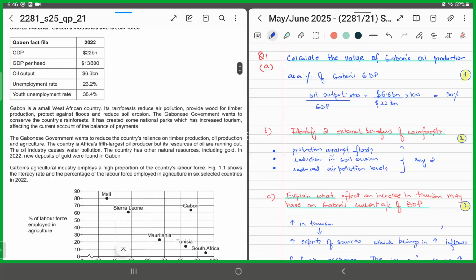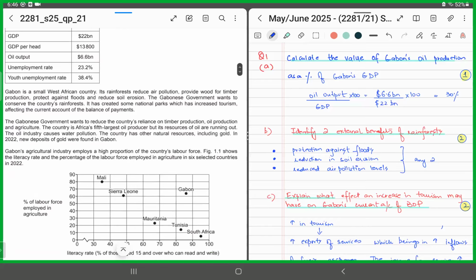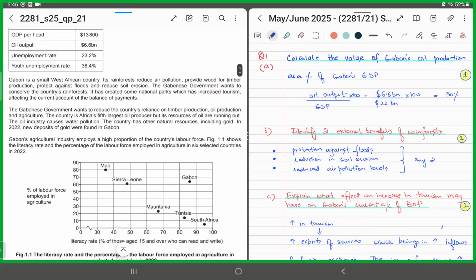Now they've given us further details about the agriculture industry. They're saying the agriculture industry employs a high proportion of the country's labor force. This figure 1.1 shows the literacy rate and the percentage of the labor force employed in agriculture in 6 selected countries in 2022. They've given us literacy rate on the horizontal axis and the vertical axis displays the amount of labor force employed in each country in agriculture.